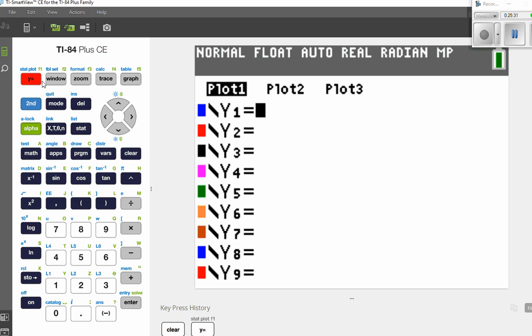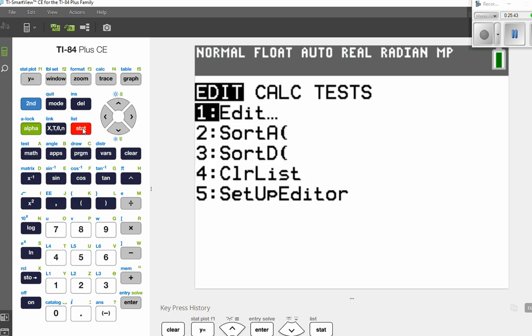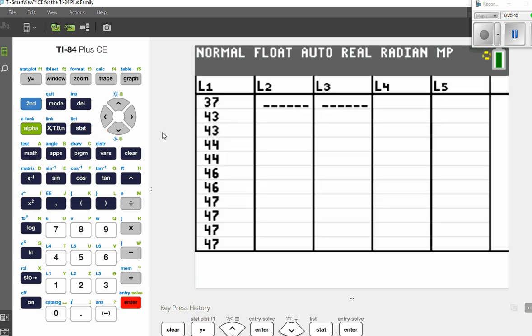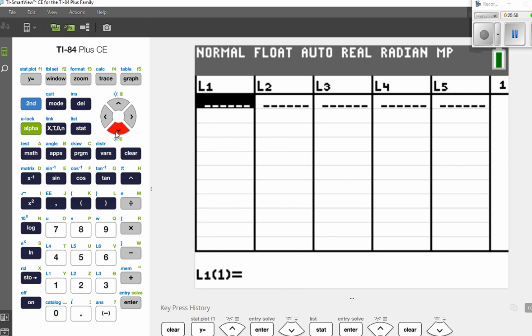Keep in mind we turned our plot on. You are going to want to turn it off. You can just arrow up, hit enter, and arrow down. Now your plot's off because I don't really need to plot these points, but just in case you need to graph anything. Okay, so I'm going to go into stat. I'm going to edit. I'm going to clear this list. And then I'm going to put in all my new data points.